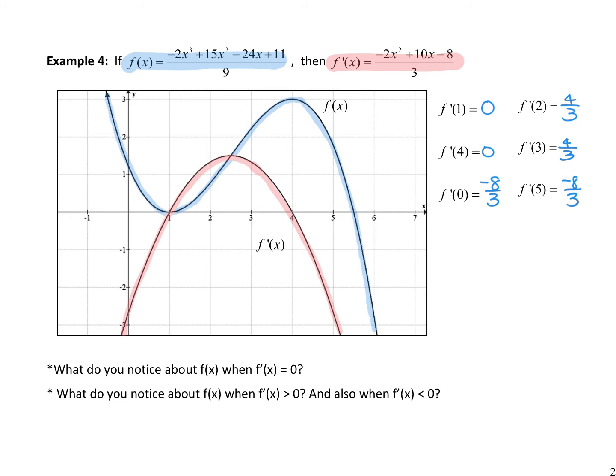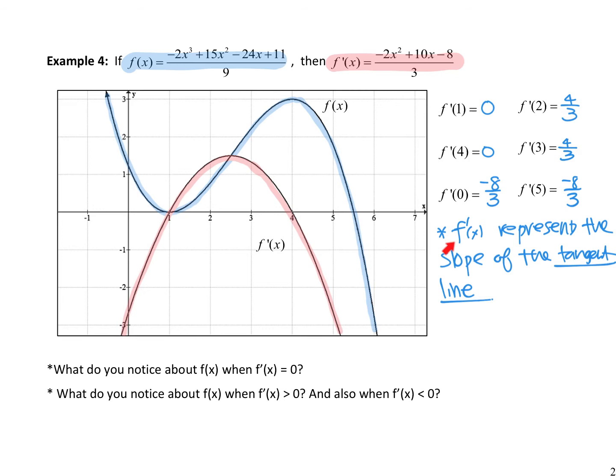So one interpretation of the derivative was that f prime of x represents the slope of the tangent line. I want to see how that matches up. So the tangent line of f of x, right? So f prime of 1.